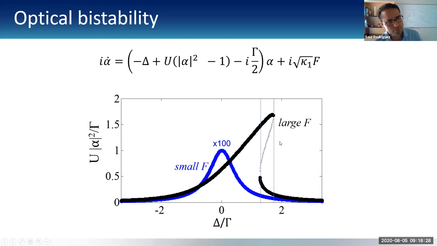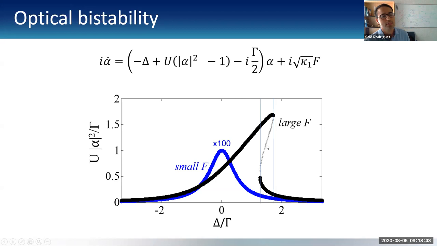And then you get a shift in the line shape. And it's a blue shape because I assume positive U. And then you get a region of bistability, which basically means you have two steady states at a single driving condition. Those are the black ones here, that are stable. And you also have an unstable state that is shown here in the middle.